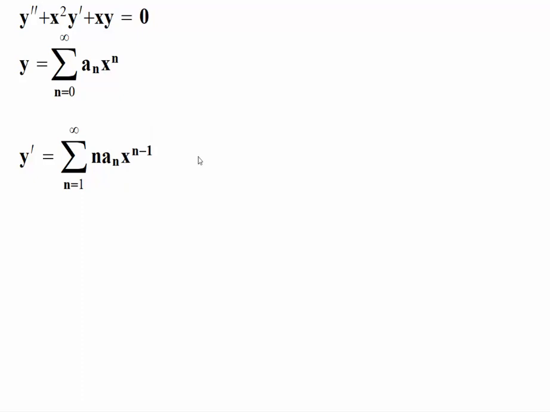Now when we differentiate again for y double prime, we have x to the n minus 1, and the derivative would be n times n minus 1, and then this is a constant. Then we will have power n minus 2, so y double prime is n times n minus 1, a n x to the n minus 2, and now our index will start from n equals 2, because the first two terms, while taking the second derivative, have become 0.